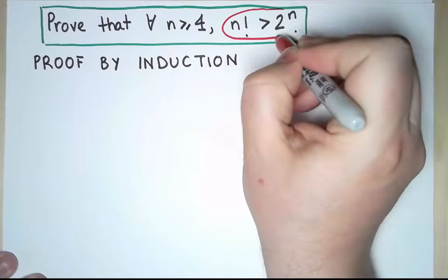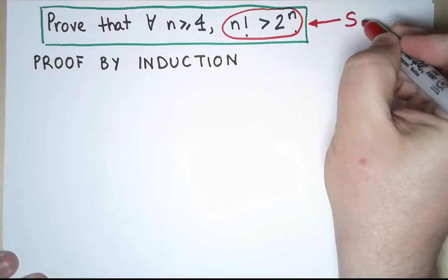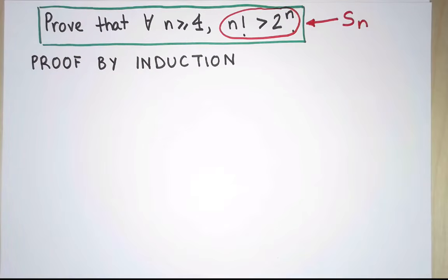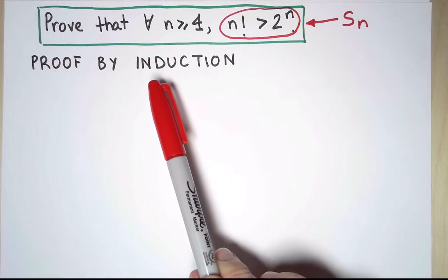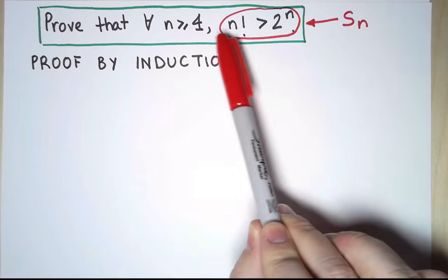I'm going to call the inequality, the thing I want to prove, Sn. This is just so I can refer to it easily. And in general, proof by induction is well suited for certain theorems that depend on a natural number, like this one.